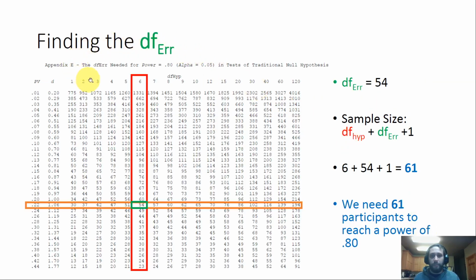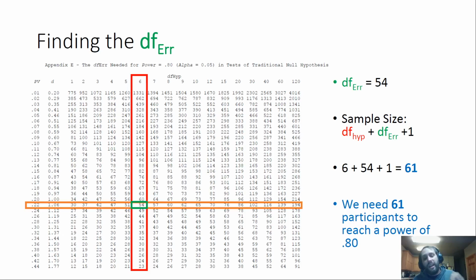So from this Appendix E table, we determined that our degrees of freedom hypothesis is 6. We determined that our effect size is 0.22. So we scroll it over and see where those two meet, and it's at 54. So we take our degrees of freedom hypothesis, which is 6, add in our degrees of freedom error that we determined, 54, and then we add 1. So simple addition says 6 plus 54 plus 1 is 61. So really, we need 61 participants to reach a power level of 0.80.